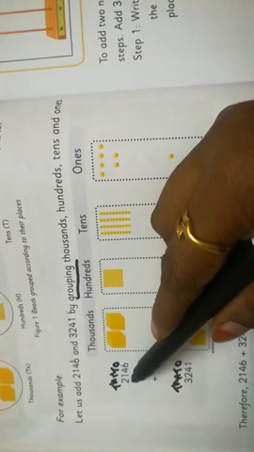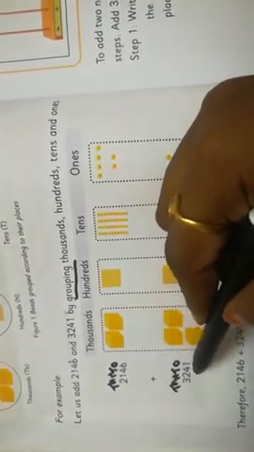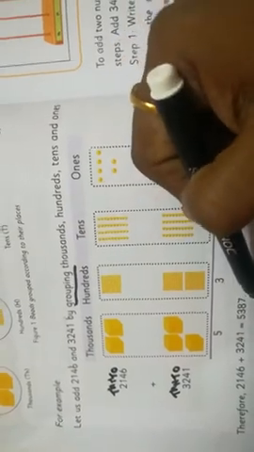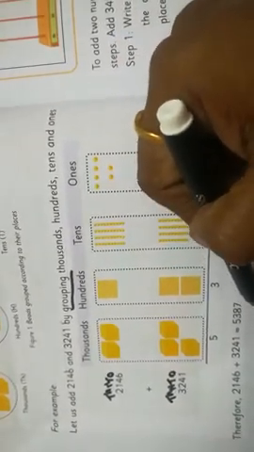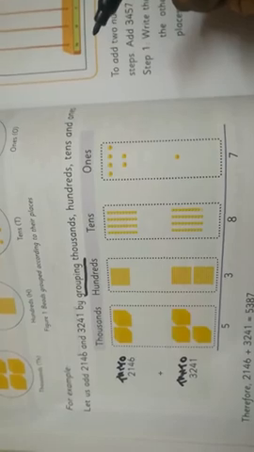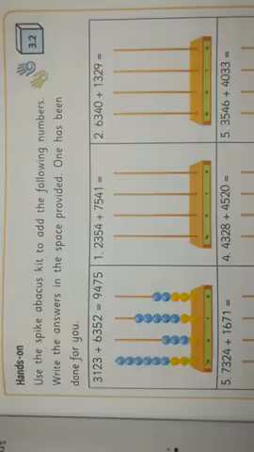So 2146 plus 3241 we get 5387. Like that we have to count the number using grouping of thousands, hundreds, tens and ones.